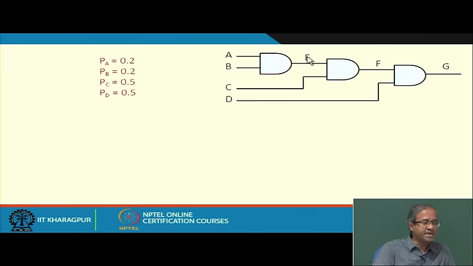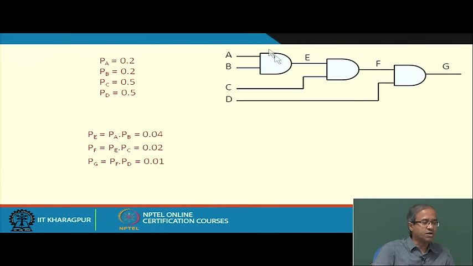So, what will be PE? It will be the product of PA and PB. PE, this being a 2 input AND gate, is the product of PA and PB, just multiply, 0.04. PF will be the product of PE and PC, 0.04 into 0.5, it is 0.02. And what is PG? PF multiplied by PD, 0.02 multiplied by 0.5, 0.01. So, we have calculated the signal probabilities.